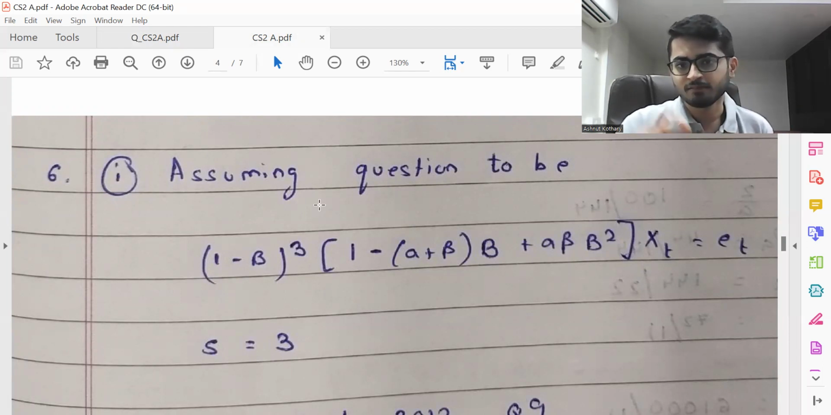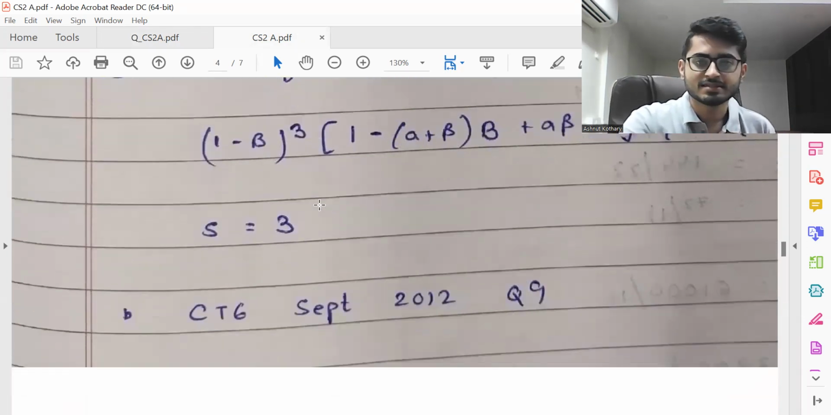And then when I again looked at it, I'm like, no, something looks wrong, because this won't be solved in the way they have given. And this is the particular year I'm referring to, CT6 paper, September 2012, question 9.